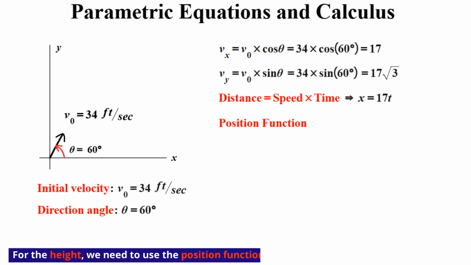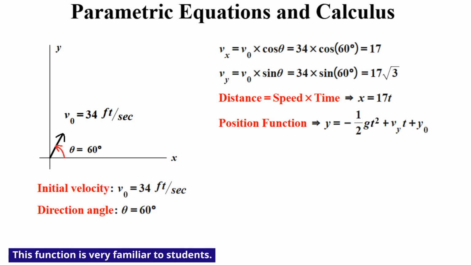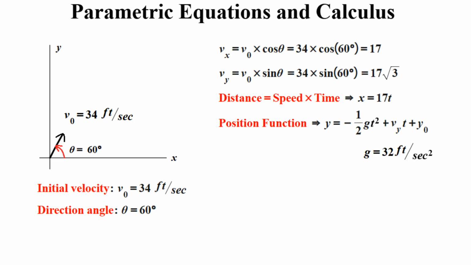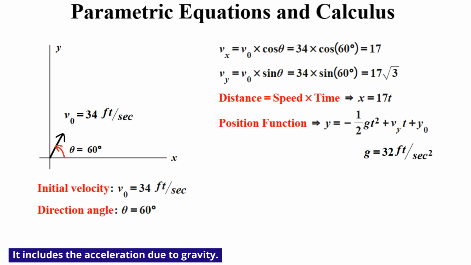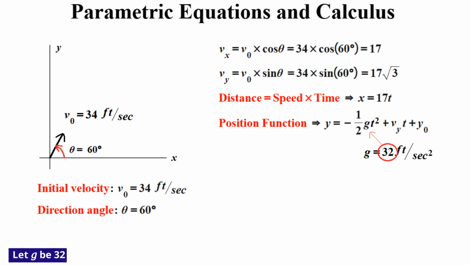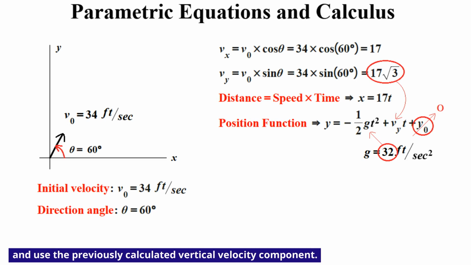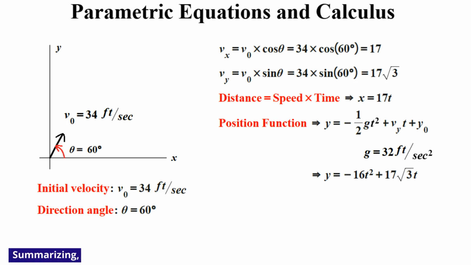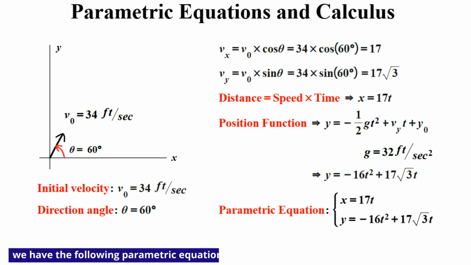For the height, we need to use the position function. This function is very familiar to students. It includes the acceleration due to gravity. Let g be 32, the initial position be 0, and use the previously calculated vertical velocity component. Summarizing, we have the following parametric equations.